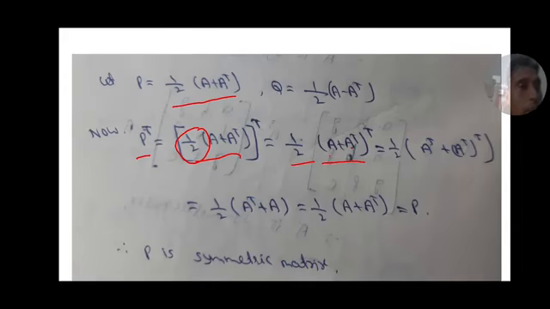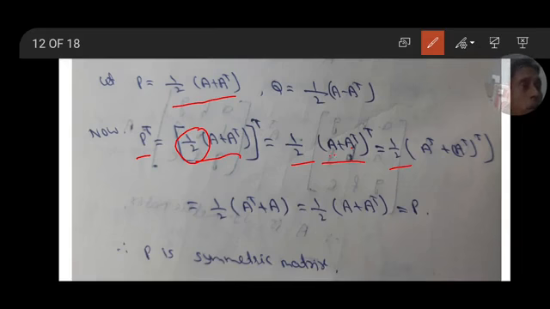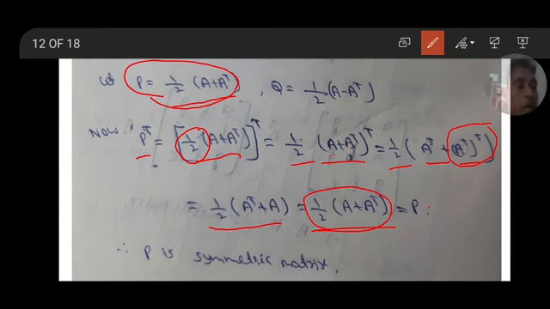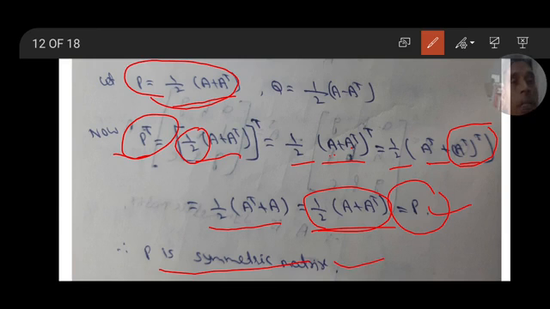Next step, this is (A plus B) whole transpose, that implies 1 by 2 as it is into (A transpose plus (A transpose) whole transpose) by using that property. And (A transpose) whole transpose equal to A. So 1 by 2 into (A transpose plus A). A transpose plus A can be written as A plus A transpose. Therefore 1 by 2 (A plus A transpose) means P. Therefore P transpose equal to P, we got again P. Therefore P is a symmetric matrix. By the definition, P transpose equal to P means P is a symmetric matrix.